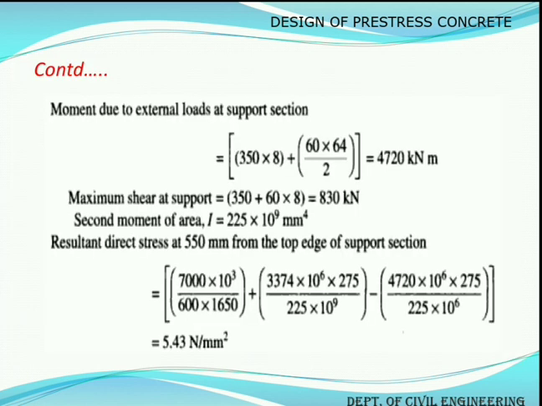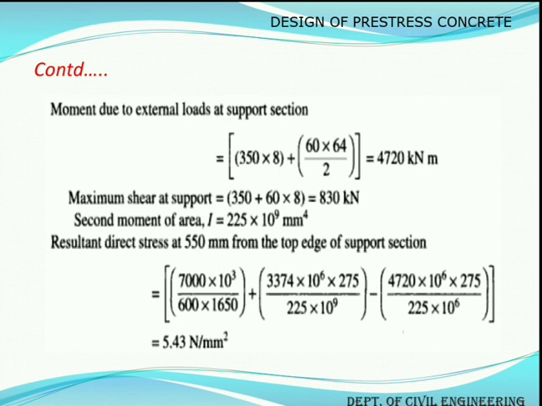So moment due to the external loads at the supports, as we have a UDL throughout the span and the point load which is placed at the end of the cantilever. The calculation goes like this. Point load is 350 over a span of 8 meters, that is 350 into 8, plus we get 60 into 64 divided by 2, that is nothing but WL square by 2. L is 8, L square is directly taken as 64.